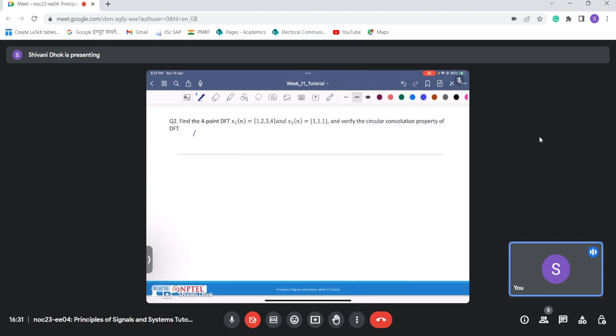So consider x1 of, okay, let me do it on the next page. Okay, so let us consider x1 of k is equal to 10, minus 2 plus 2j, minus 2, minus 2 minus 2j, and we have x2 of k as 3, minus j, 1 and j. So consider y1 of k as x1 of k multiplied by x2 of k. So this is simply a pointwise multiplication, that is this 10 will get multiplied by this 3, so we have it as 30.